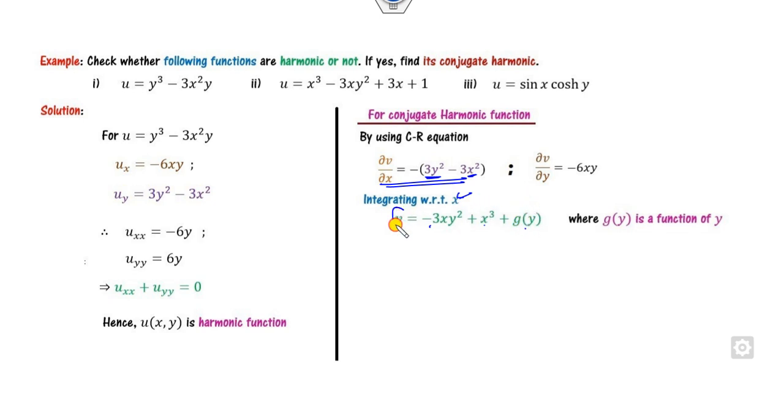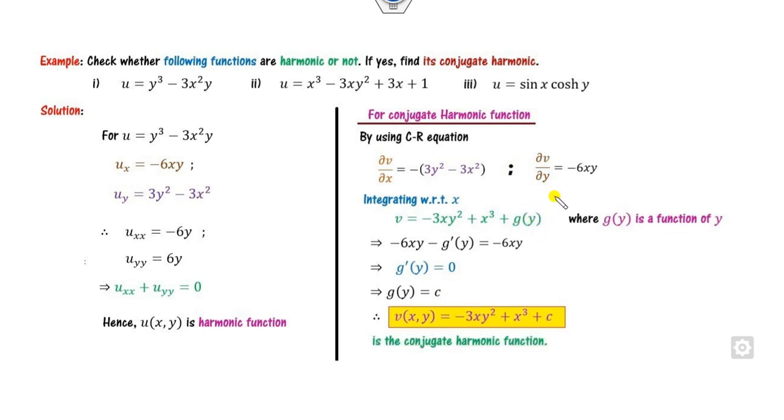I can substitute this value of v as here. Now you can take the partial derivative with respect to y. So minus 6xy plus 0 plus g'(y) is minus 6xy. So clearly this will be cancelled out. So g' will be 0. g' equal to 0 means g(y) is c, a constant function. Substitute this value as here. You will get v as the harmonic conjugate.